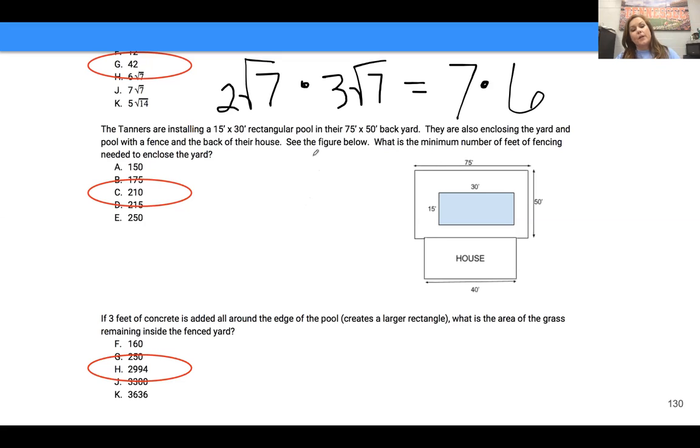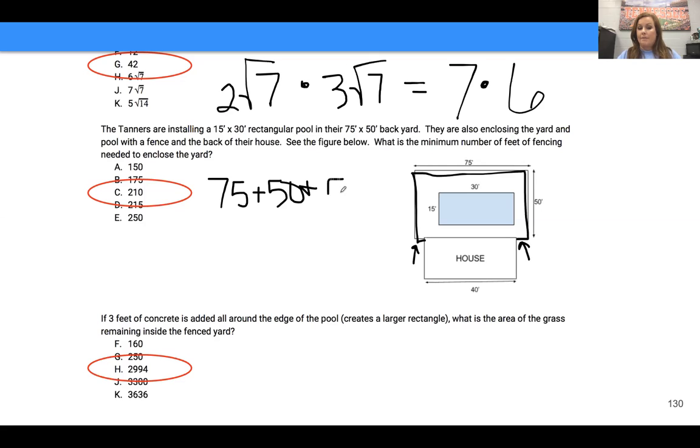Now this one's a little bit trickier. They are wanting to install this pool in their backyard. They're enclosing it with a fence. They want to know how much fencing they need. So you got to think, they only need a fence for this because they're using part of the house. So you got to kind of figure out what this measurement is here and what this is. So we know we've got 75 feet for the fencing, and we have 2 50 feet. 50 and 50. So you know it's already 175, so we know it's not this, and we know it's not this.